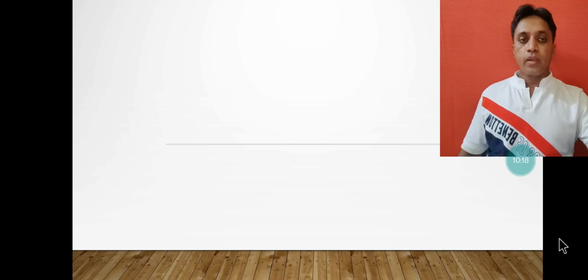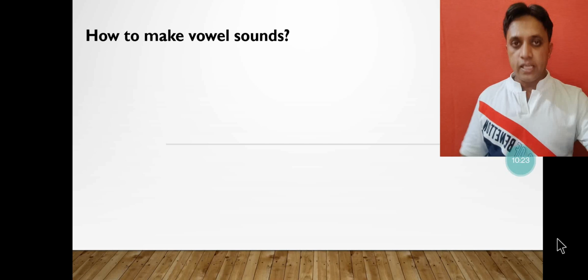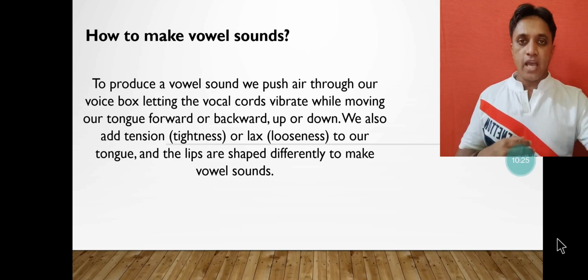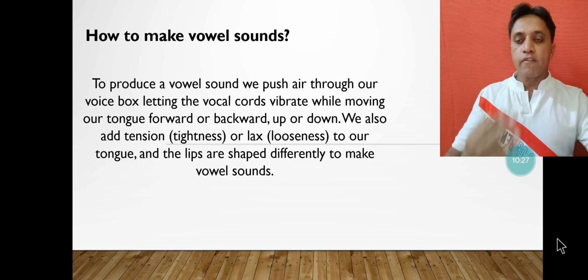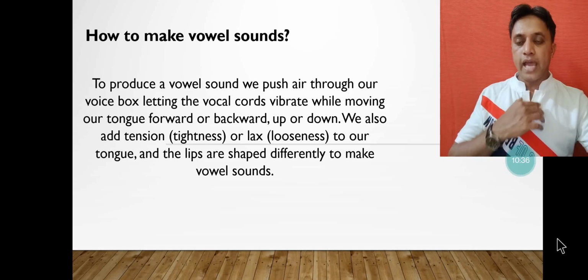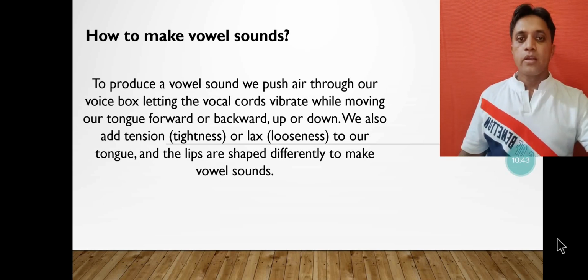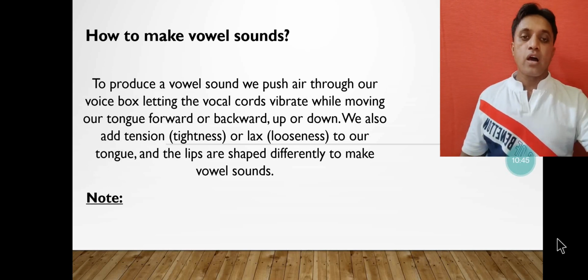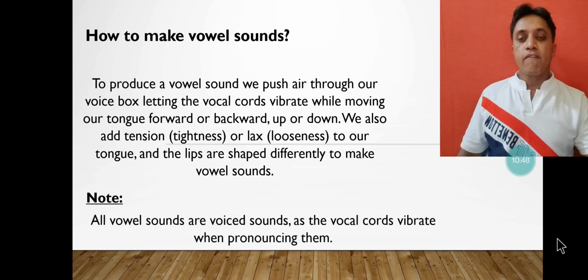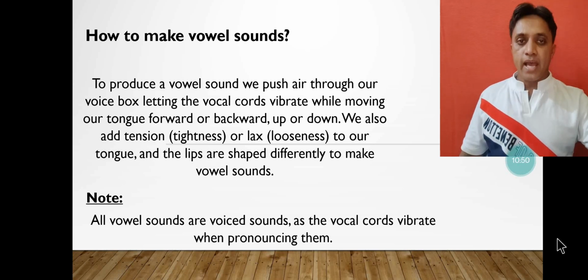Let's see how to produce vowel sounds using these four articulators. To produce a vowel sound, we push air through our voice box, letting the vocal cords vibrate while moving our tongue forward or backward, up or down. We also add tension, tightness, or lax, that is looseness, to our tongue, and the lips are shaped differently to make vowel sounds. Note: all vowel sounds are voiced sounds, as the vocal cords vibrate when pronouncing them.